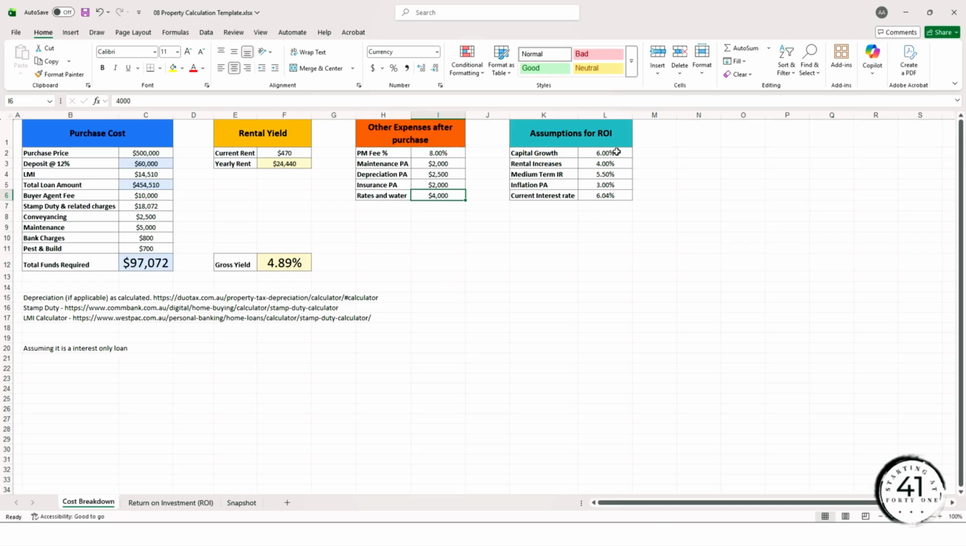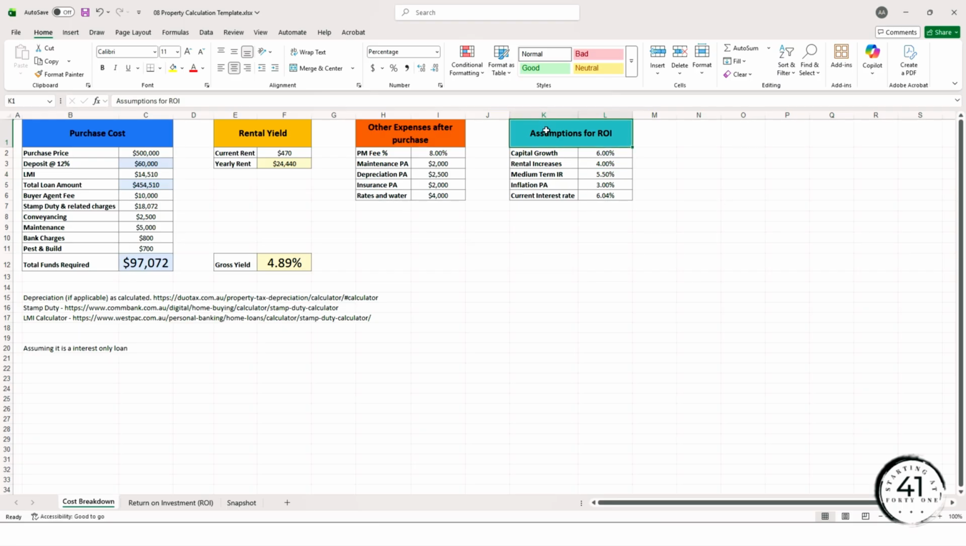A few assumptions. I assume a capital growth of 6%, which is quite decent in the Australian market. Experts say that the average goes around 7%, but I have considered it to be 1% less, which is 6%. On a longer term growth for properties, the rent increase is by 4% depending upon the year. It could be more or it could be less. Now I've calculated the current interest rate at 6.04%. However, I've also considered the medium term interest rate to be 5.5%, and I've considered inflation to be at 3%.